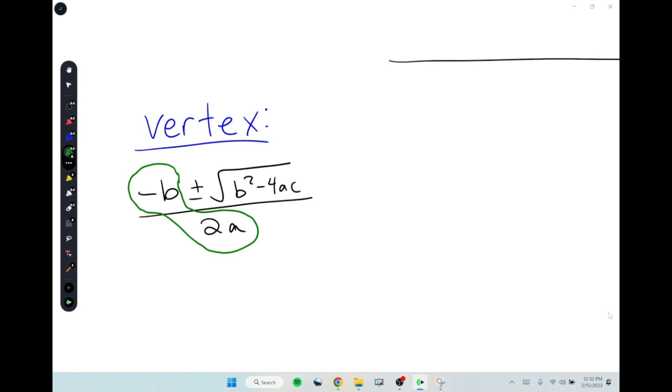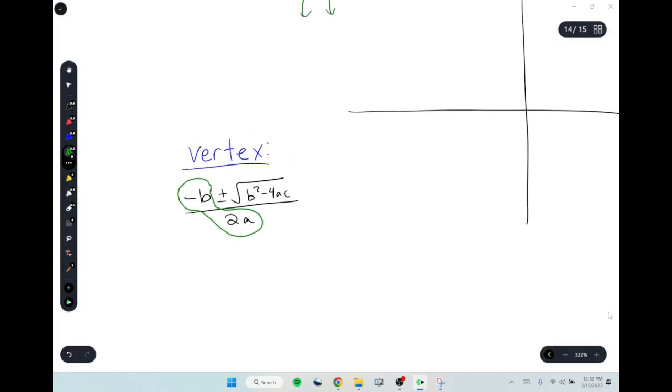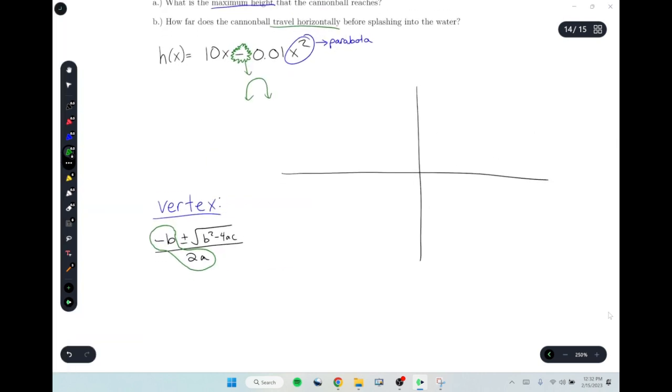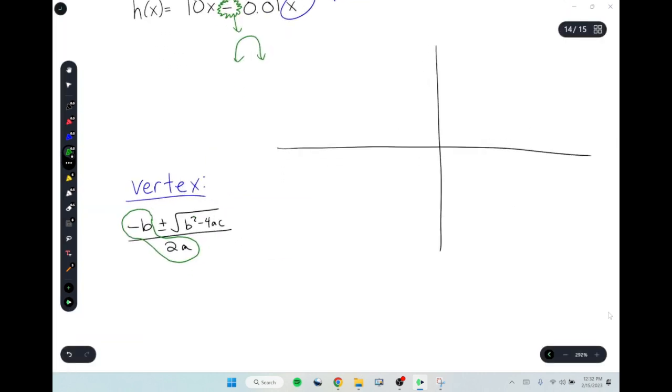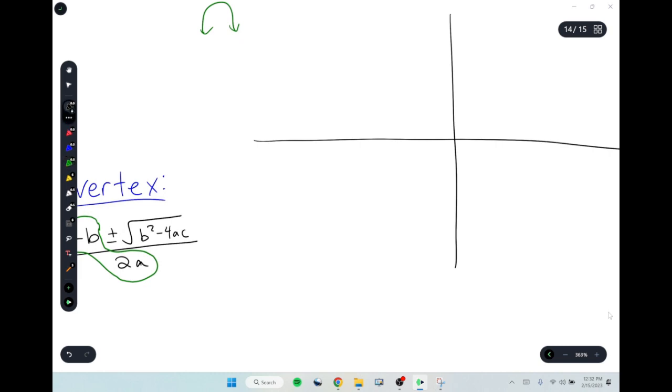You don't need paper, but you can take it if you need more. We're just doing the review. So that's the vertex, negative b over 2a. So what is negative b over 2a in this case?